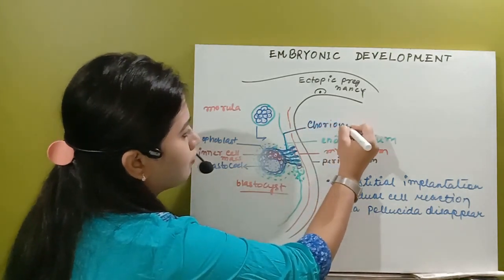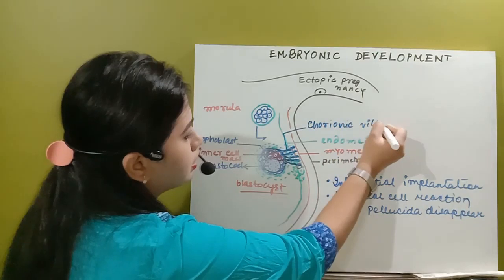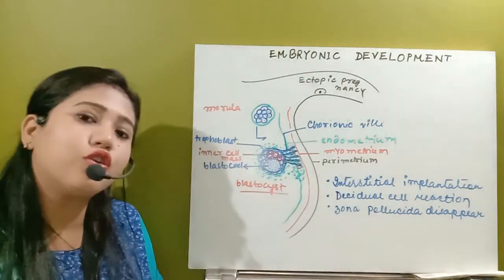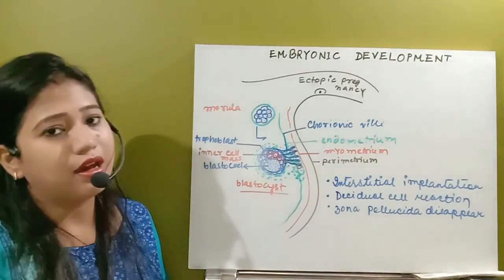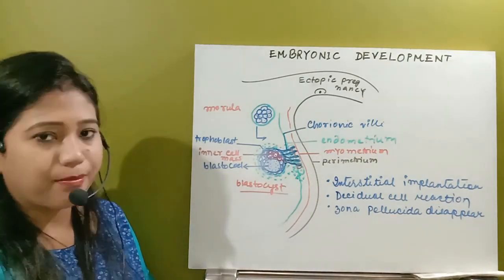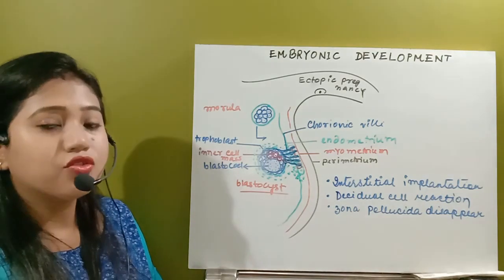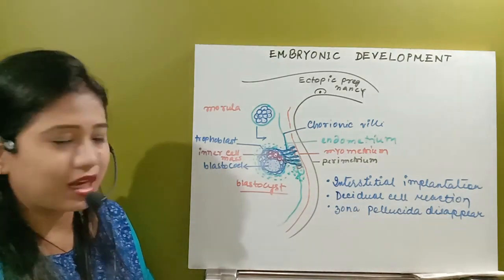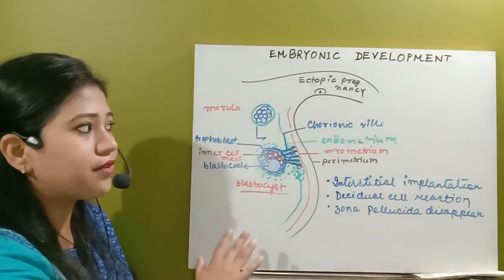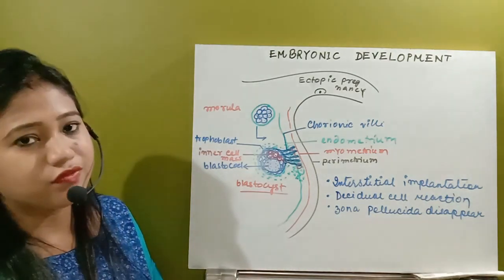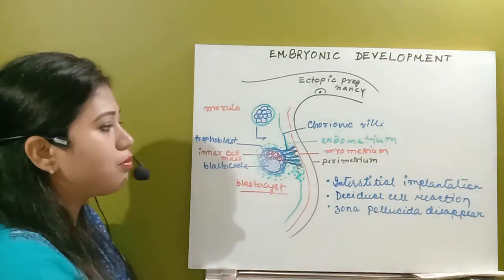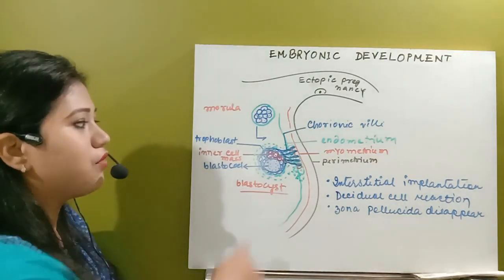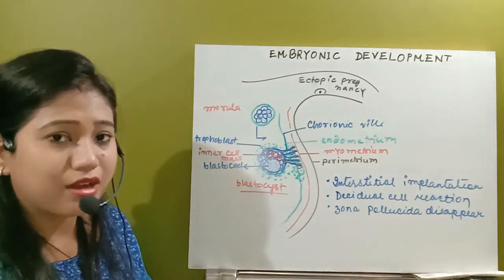So chorionic villi are formed from the trophoblast, and later these same chorionic villi will form the placenta. See what happened, half of the placenta actually. So the placenta is both maternal and fetal. That means the chorionic villi will form the fetal part of the placenta, and the endometrium will form the maternal part of the placenta.